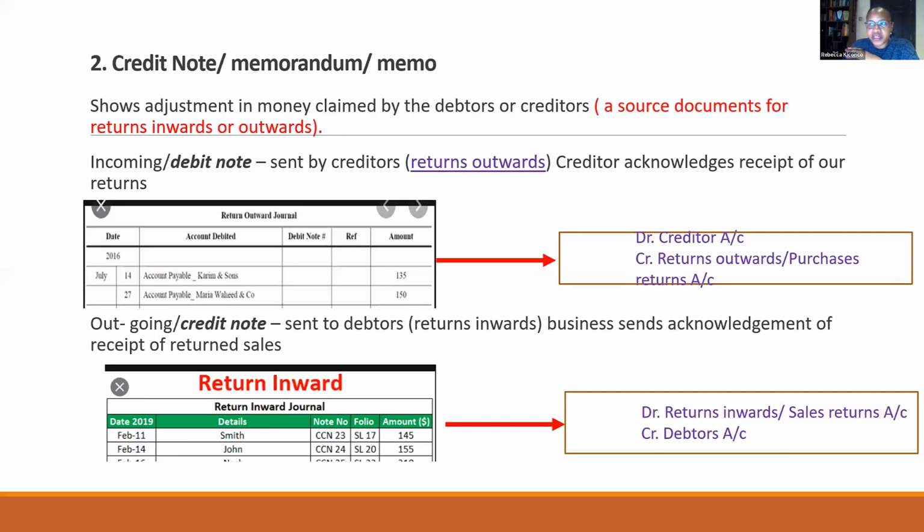We have what we call credit notes. Sometimes credit notes are known as credit memorandums or credit memos. We have outgoing and incoming credit notes, okay? Incoming credit notes are issued for purchases returns, or returns that we are taking back to our suppliers, or returns that we are making to creditors, or returns against purchases or returns against stock or inventory.